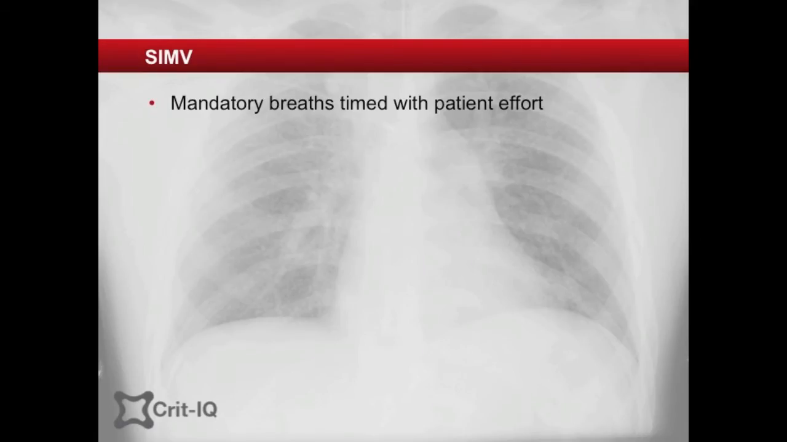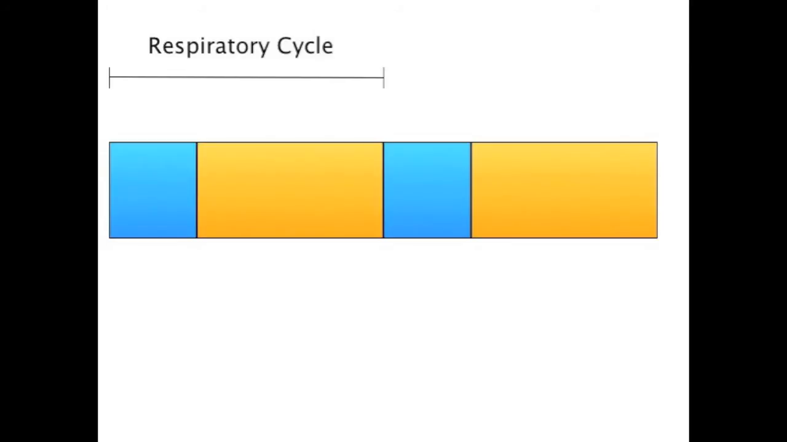Synchronised IMV allows for the mandatory breaths to be timed to the patient's initiated breath. This is thought to improve patient comfort. To do so, the ventilator pauses briefly, a period known as the assist window or synchronised period. The ventilator pauses to see if the patient will trigger the ventilator. If it does, the machine delivers a full mandatory breath synchronised with the patient's effort, as shown in the diagram.